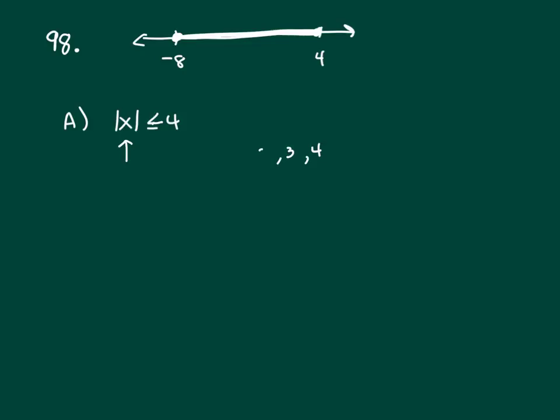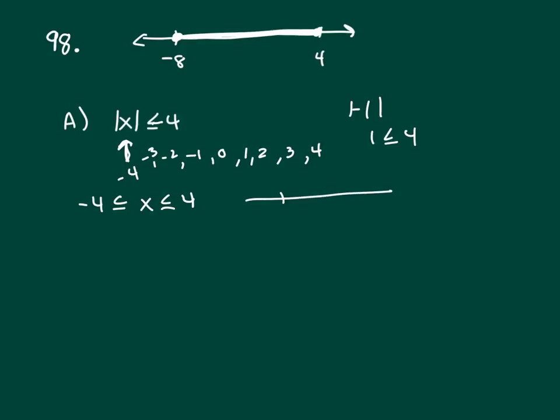3 would work. 2 would work. 1, 0. What about negative 1? The absolute value of negative 1 is 1, and 1 is less than or equal to 4. And a negative 2 would work, and a negative 3, and a negative 4. So in other words, if what's inside the absolute value bars is in between a 4 and a negative 4, it works.